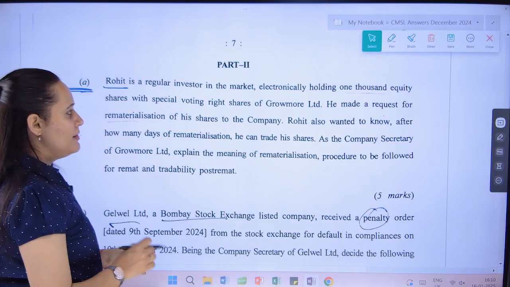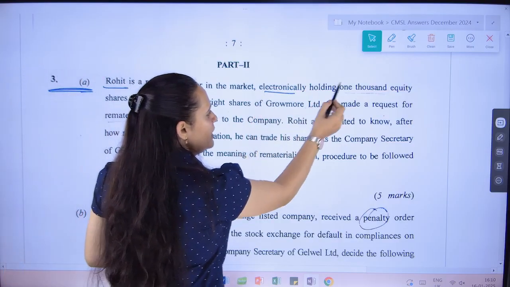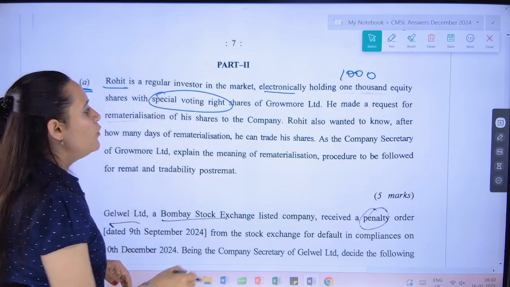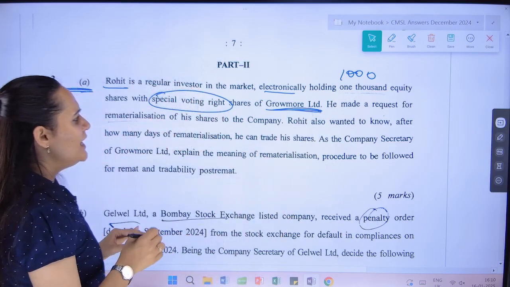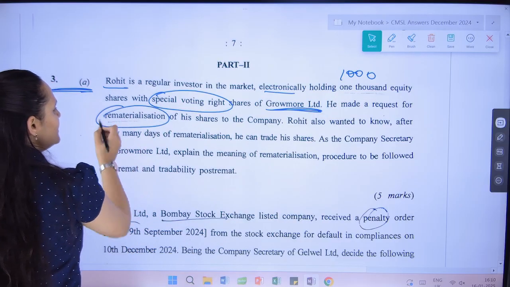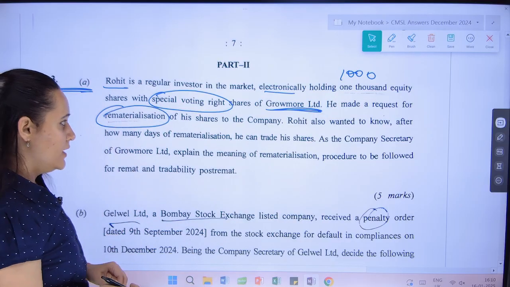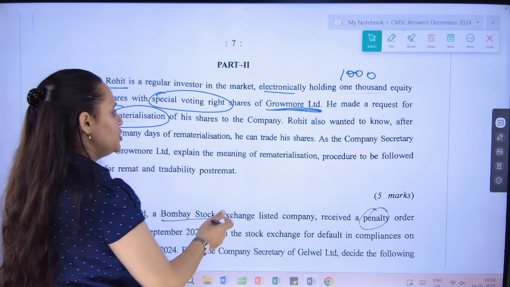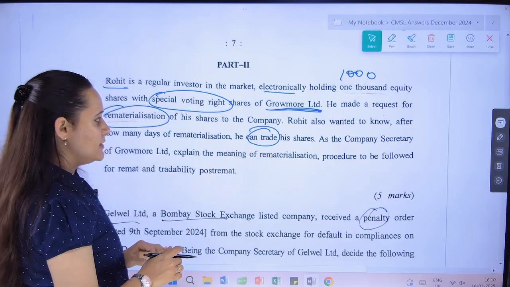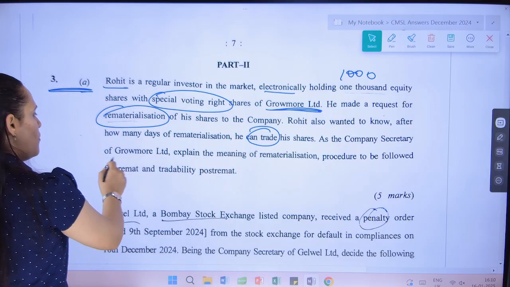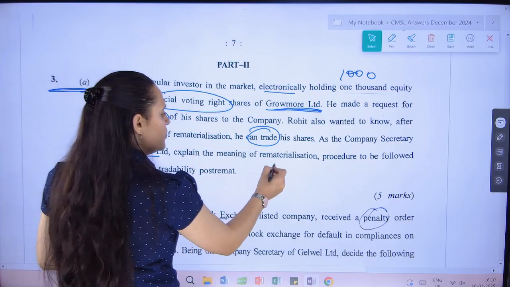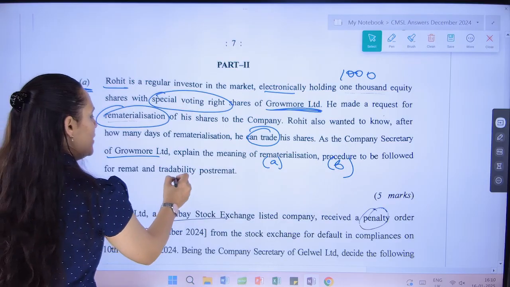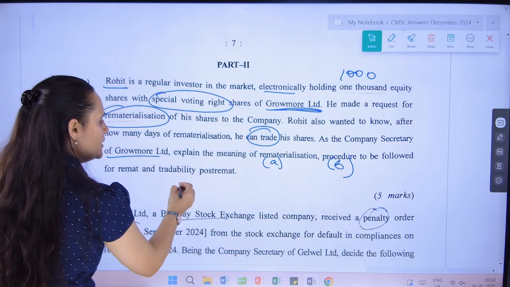Rohit is a regular investor in the market. He is electronically holding 1000 equity shares with special voting rights of Growmore Limited. He made a request for rematerialization of his shares to the company. Rohit also wanted to know after how many days of rematerialization he can trade his shares. As a company secretary of Growmore Limited, explain the meaning of rematerialization, the procedure to be followed for rematerialization, and the tradability post remat.